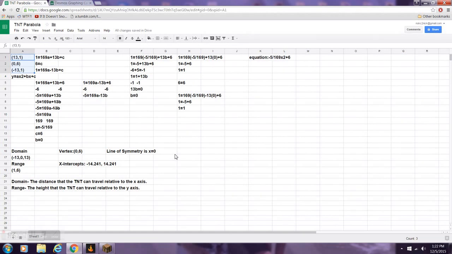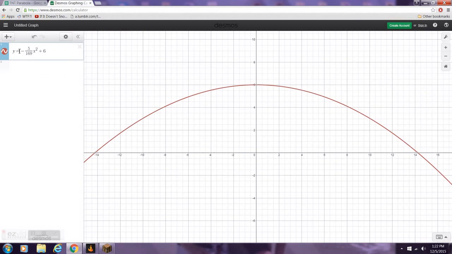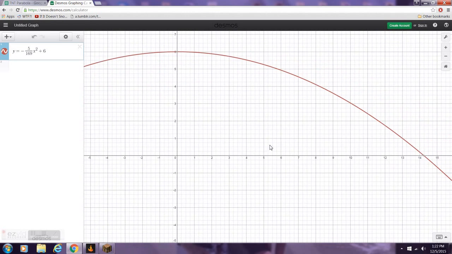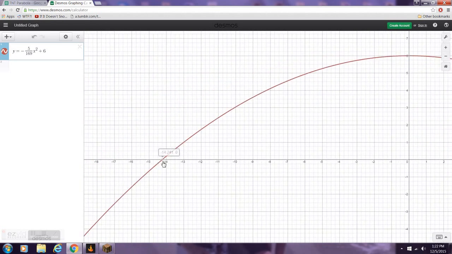The x-intercepts were -14.241 and 14.241. As you can see, I didn't do any work to solve for x being 0 anywhere, because I did it in Desmos. As you can see, my equation right here: y equals -5 over 169 x squared plus 6. You can see my original points of 0, 6, 13, 1, if I just scroll in a little bit, and -13, 1. And there are my x-intercepts of -14.241, 0 and 14.241, 0.